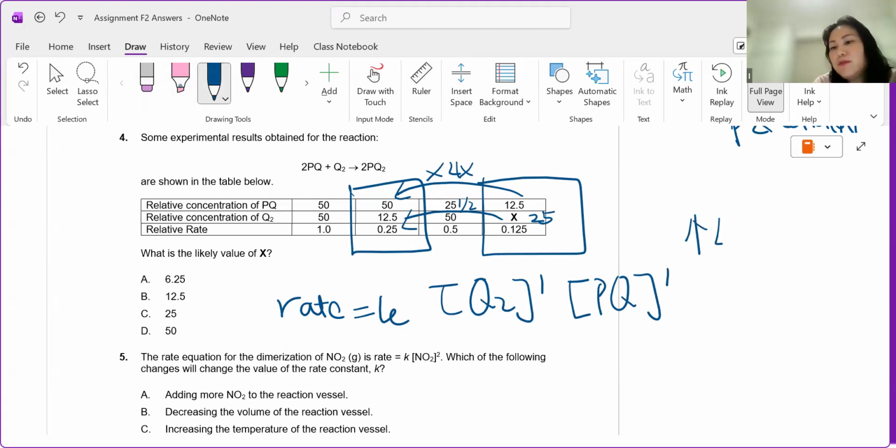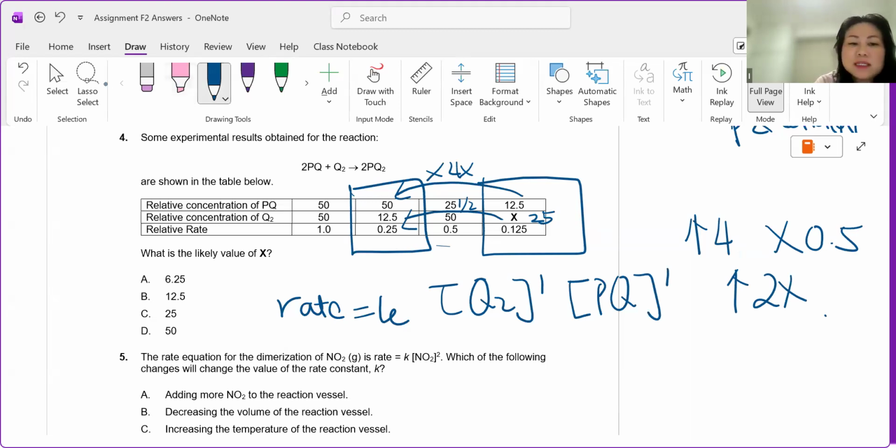So it's supposed to increase 4 times, and then after that, the concentration was halved, so the rate should also be halved. So it will be 4 times 0.5, so actually it only increases 2 times. So we can see, right, the rate actually increases 2 times, so it's correct. So the answer is C.